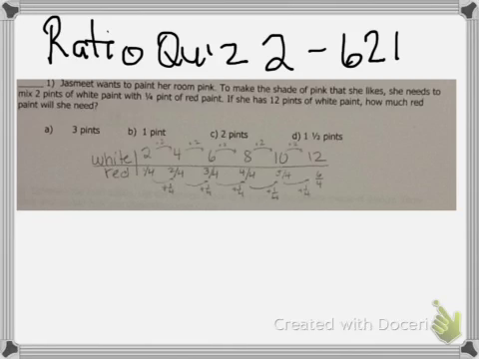Question number 1. Jasmeet wants to paint her room pink. To make the shade of pink that she likes, she needs to mix 2 pints of white paint with a quarter pint of red paint. If she has 12 pints of white paint, how much red paint will she need?